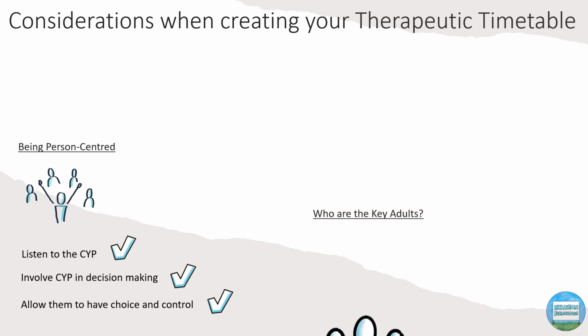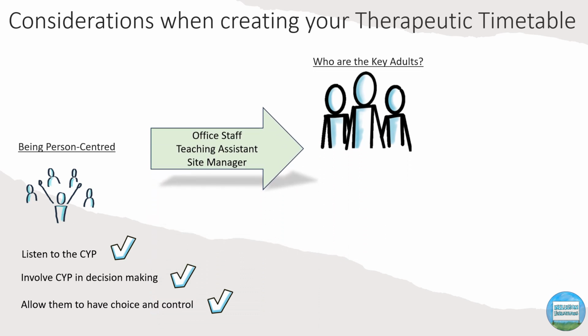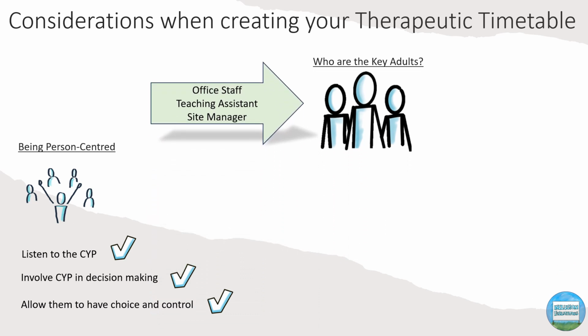Who are the key adults? Who do they have good relationships with in school? This does not have to be teaching staff. For example, it could be a member of the office staff that welcomes the pupil into school. Who do they already go to for support? Think about unstructured time such as lunch and break time, and consider, does the child or young person know who their support network is at school?